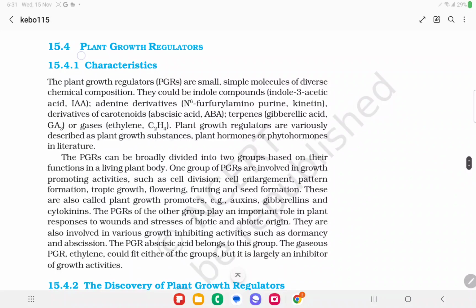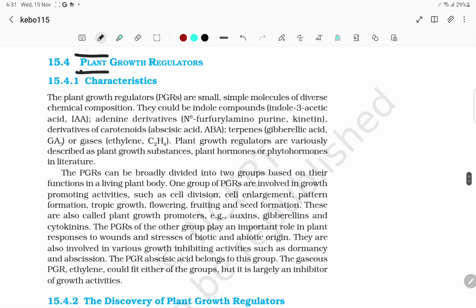Plant growth regulators. Coming to the topic of plant growth regulators, in this topic we are going to see the characteristic features. Plant growth regulators are small, simple molecules of diverse chemical compositions.